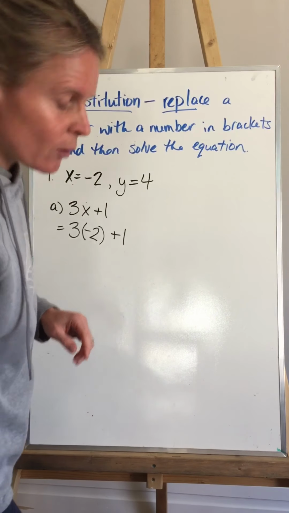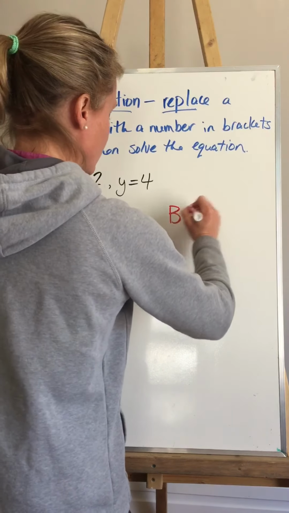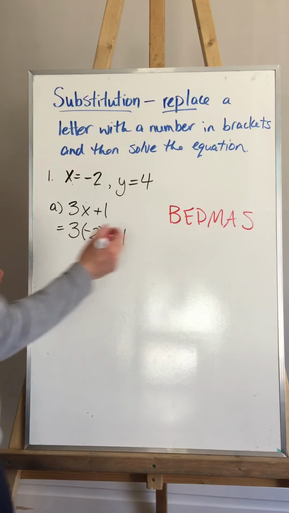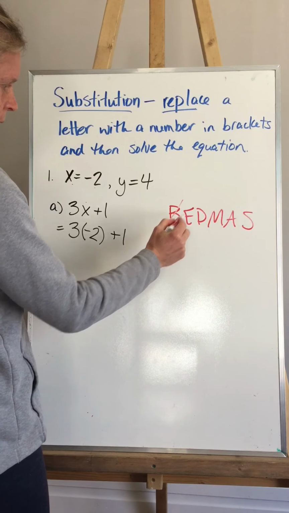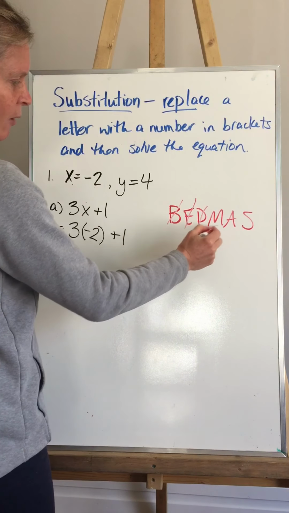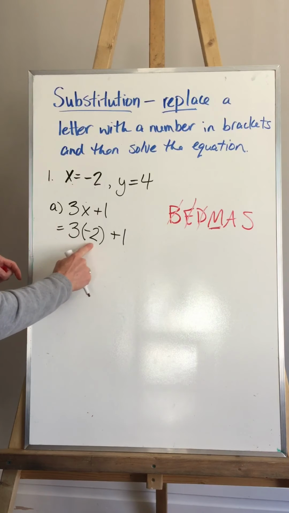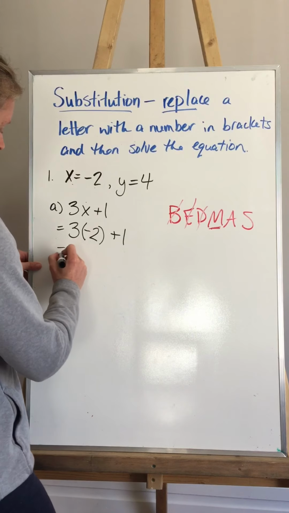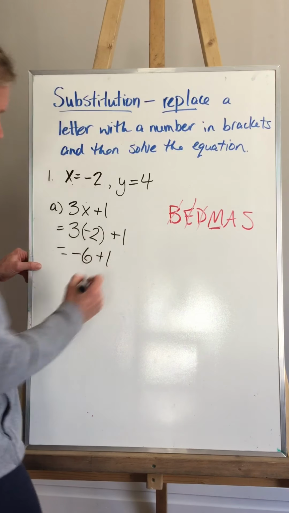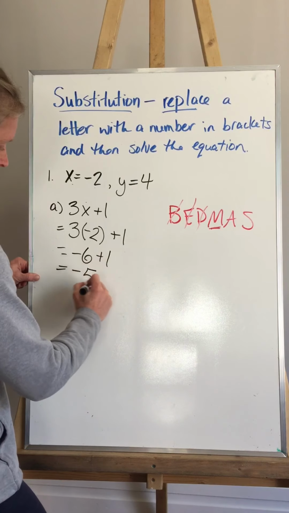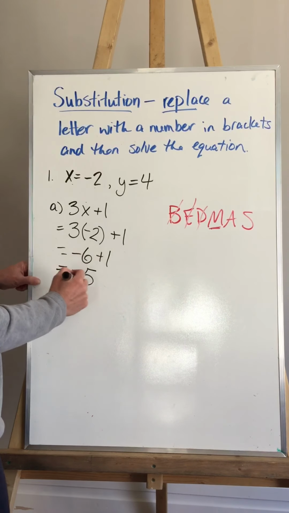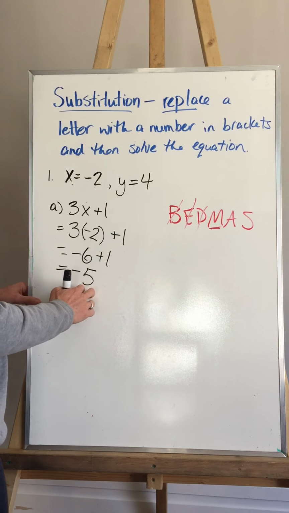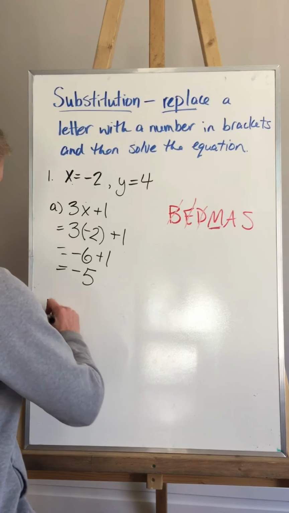Now we have to follow the rules of BEDMAS, however you like to say it. Okay, brackets, in this case we don't have, exponents we don't have, division we don't have, but we have multiplication right here. Okay, so we're going to do that before we add. So 3 times -2, that's -6 plus 1. So my answer is going to be -5. Okay, so this is the kind of question where you come up with just one answer at the end. It's going to be a number. Okay, let's do another example.